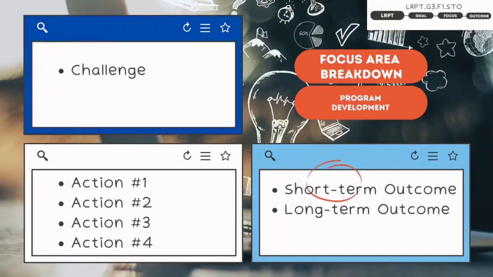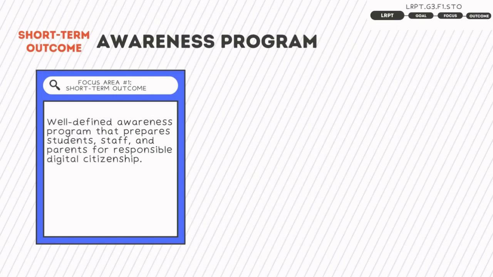Now that we understand the challenge and have some actionable ideas, let's look at the outcomes. The short-term outcome of focusing on your program development is a well-defined awareness program that prepares students, staff, and parents for responsible digital citizenship.